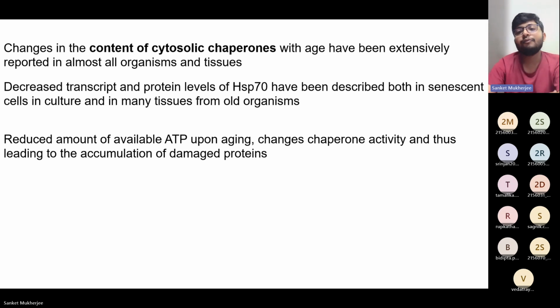So at every point we are seeing that with age there is a change: protein synthesis gets lowered, protein folding and maturation are affected, and we will see that protein degradation also is affected with age. So does that make any sense? We will see what happens.